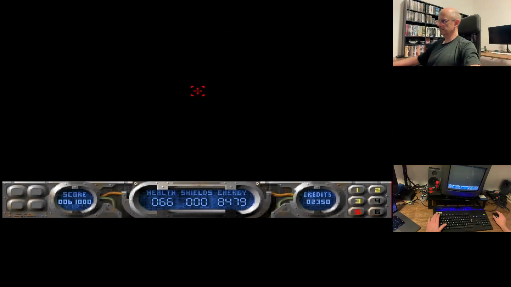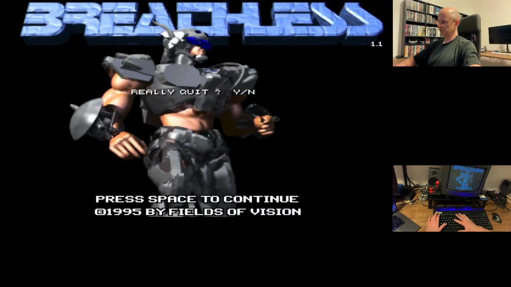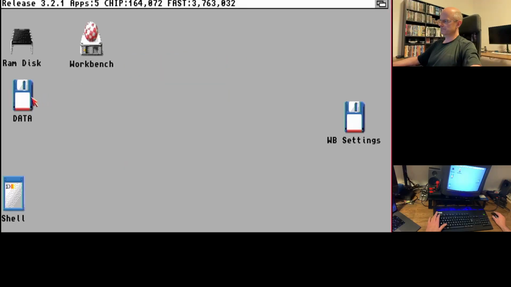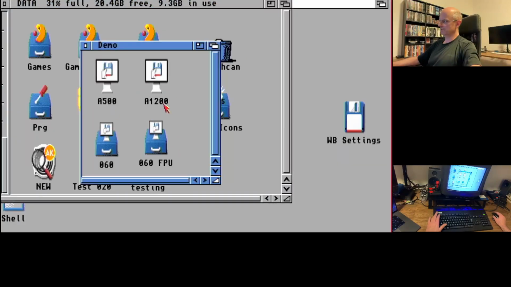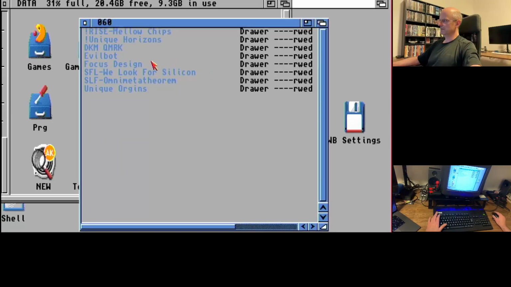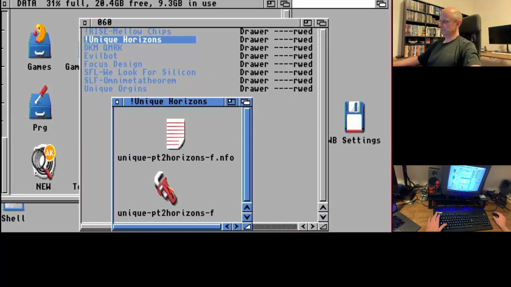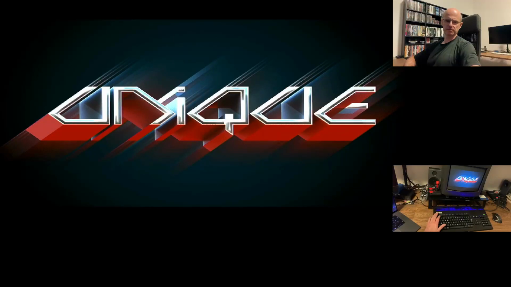Looks nice. Okay, let's try maybe a demo or something to see that it's stable. Demo, I don't know, 060, Unique Horizons, for example. It runs a bit faster on 96 megahertz, smoother. Not crashing, it's just working perfectly.